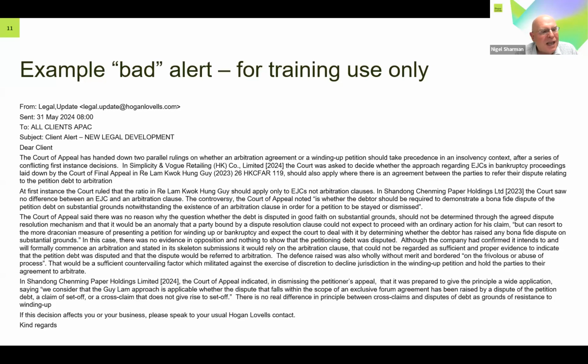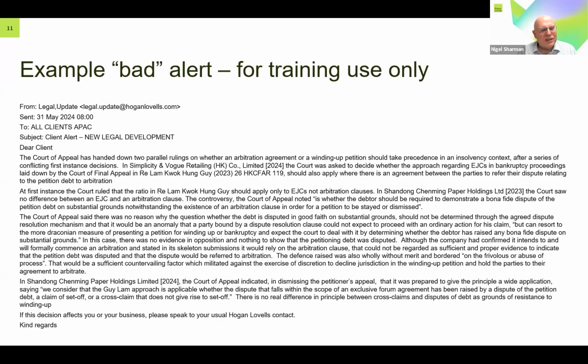So this one says, and I won't read all of it, but: dear client, the Court of Appeal has handed down 2 parallel rulings on whether an arbitration agreement or a winding up petition should take precedence in an insolvency context after a series of conflicting first instance decisions. And then we talk about the new cases. At first instance, the court ruled the ratio should only apply to EJCs, ratio, good legal term there, not arbitration clauses. Then another case referred to there.